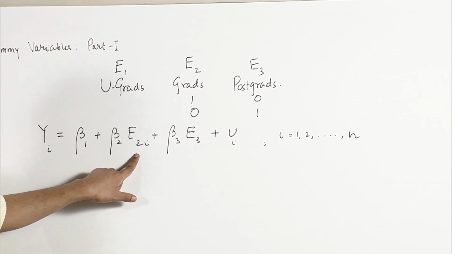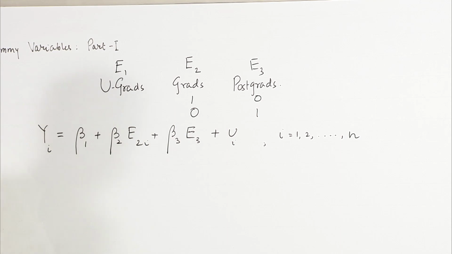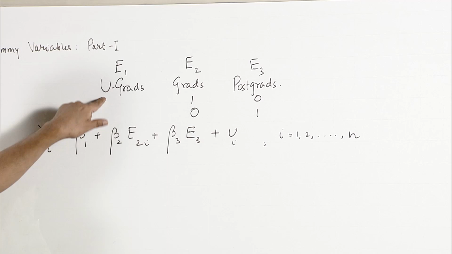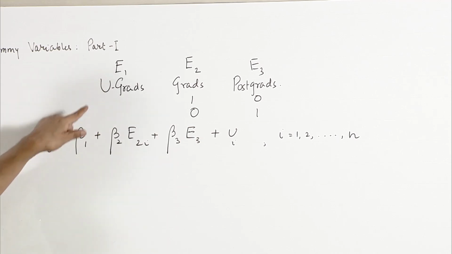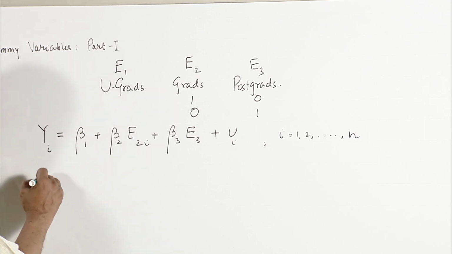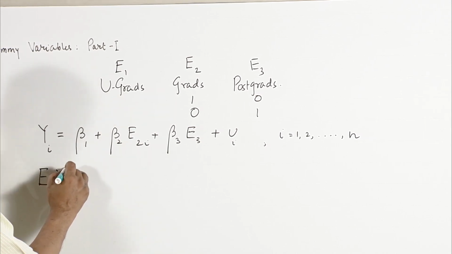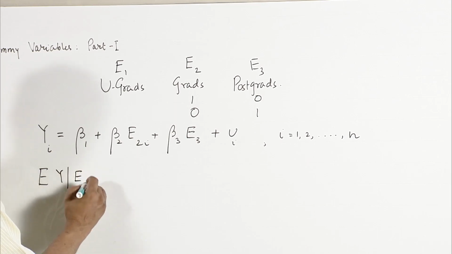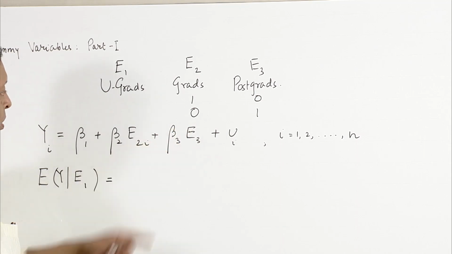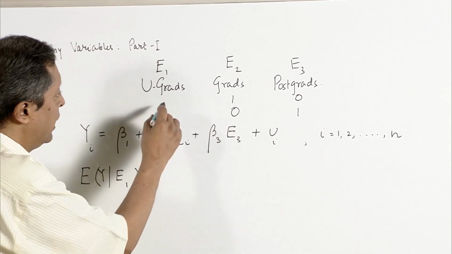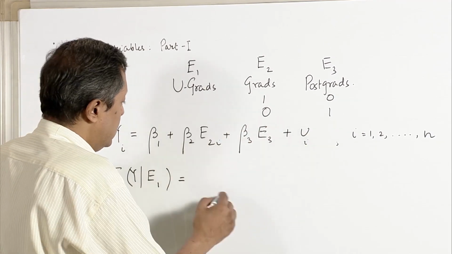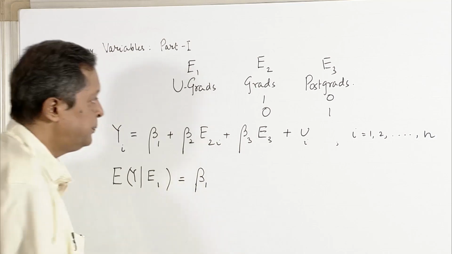So, now let us take a look at what the implication of this model is. And remember, implicit in the model is a possibility, a category E1 of undergraduates, which is not being explicitly shown in the model. So, expected salary, given that the person actually is an undergraduate, that means both of these are 0. So, if the person is an undergraduate, then neither a graduate nor a postgraduate, so both of these are 0. So, that means that is equal to beta 1.